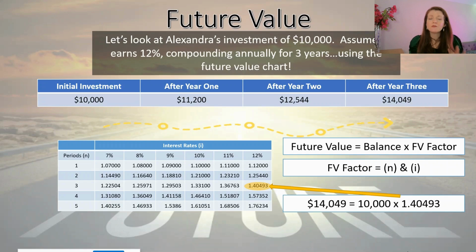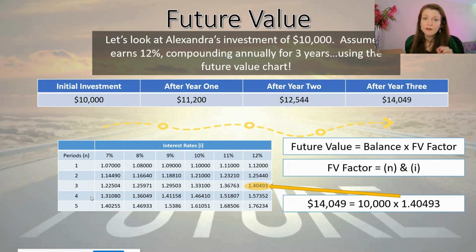Now, if we did this for the quarterly payments, like we saw Alexandra have in the last example, we would have gone to 4 periods because it's 4 quarters, but we would not have gone all the way over to 12%. We would have gone to the 3% because she gets 3% each period if we're talking about compounding quarterly. So again, all you have to do with this chart is take the initial investment times the factor that relates to it.